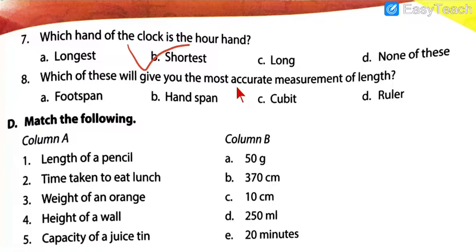Which of these will give you the most accurate measurement of the length? Is it a foot span, hand span, cubit or ruler? See, foot span, hand span, cubit, these are all measurements taken using body parts. Obviously they are not going to be as accurate as the ruler. So ruler is the correct answer, and I hope that you have chosen the same answer. If not, then you should know that these are measurements taken by body parts, and the sizes of body parts vary from person to person. Your hand is different, mine is different, and so on. I have already explained it to you.